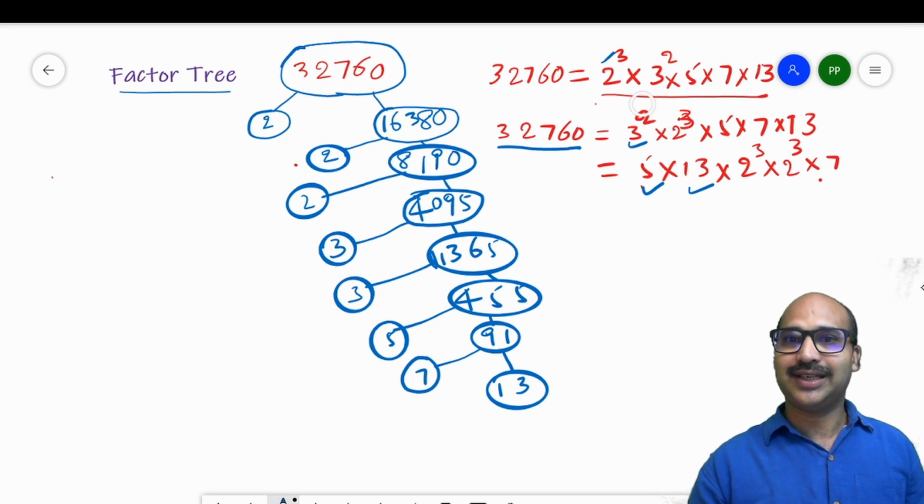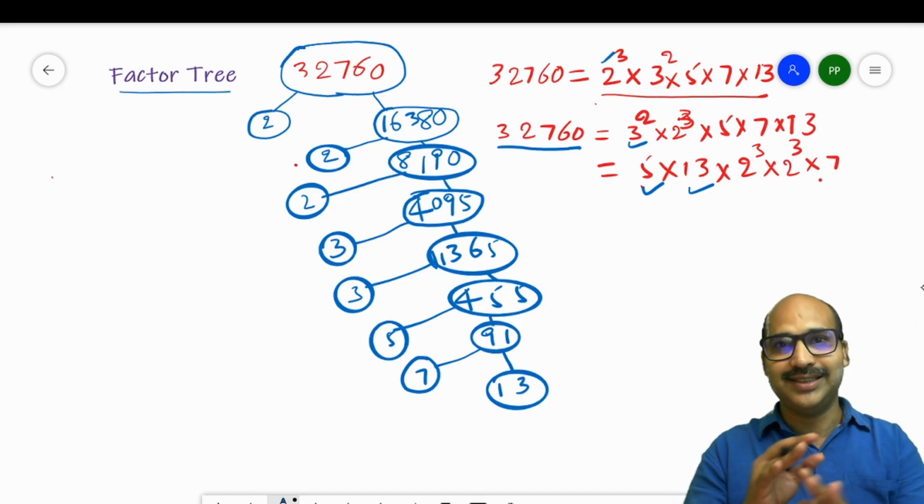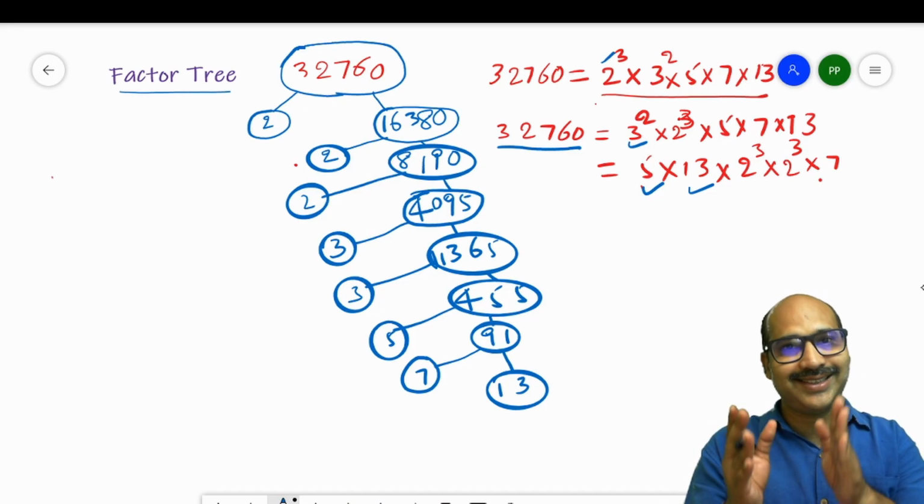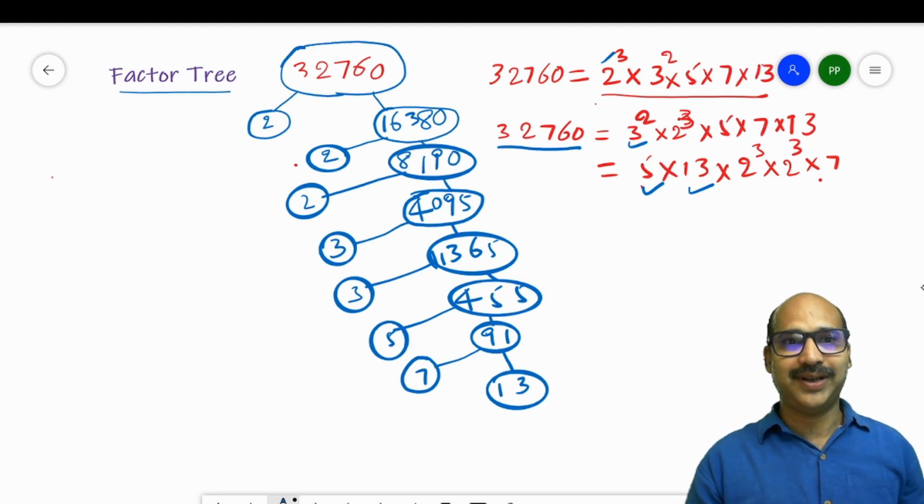So these are the factors of this particular number. Arrangement can be in any order. These factors can be arranged in any order, but the result is the same. From this factor tree, what we understand is that this number is equal to this.